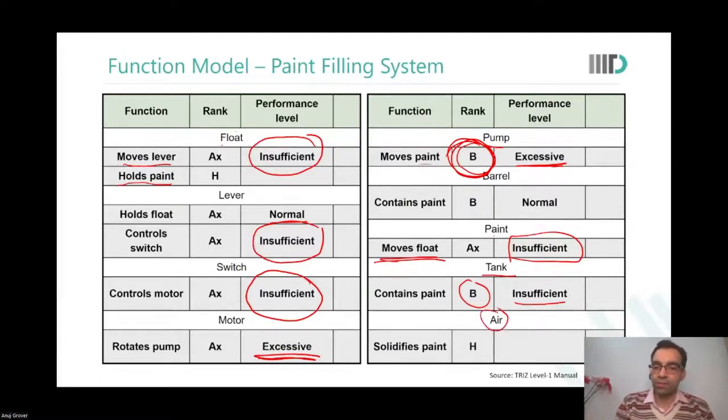Now, air solidifies paint, and it is a harmful function. We're not even talking of whether it is sufficient, insufficient, or excessive. It is a harmful function. No further labeling needed. This function has to be removed. Is this clear till here? Any questions?